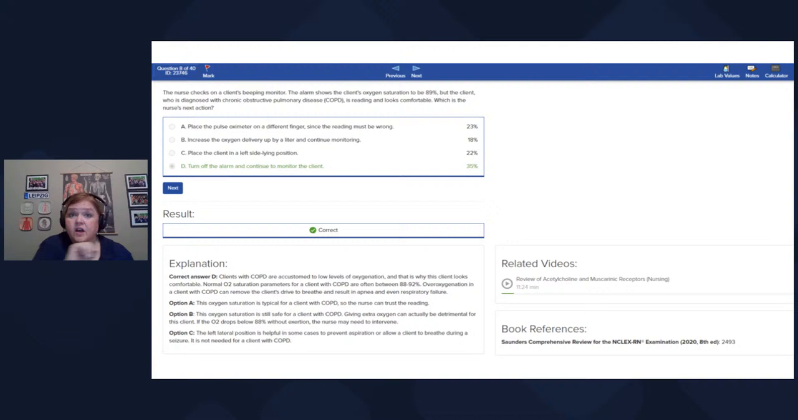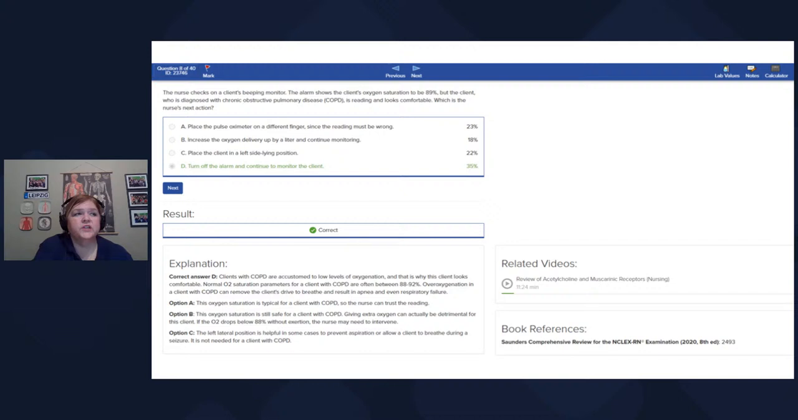Okay, guys, anytime you see a number in a test question, I don't care what class you're in, you ask yourself, is it high, low, or normal? Those of you in patho classes, you're going to need to know what a normal respiratory rate is, what a normal blood pressure is. Those of you in med-surg classes, you'll know that this saturation is not really what we'd be looking for, but we need to know a little more about the patient. Okay, so we know their sat is 89%. That's low, but the client who is diagnosed with chronic obstructive pulmonary disease is reading and looks comfortable. So for this particular patient, 89% may not be that bad.